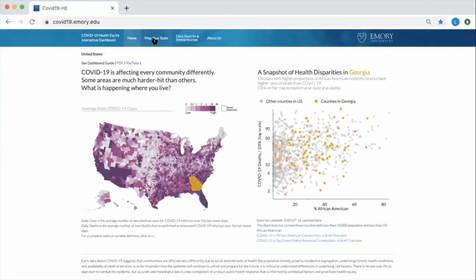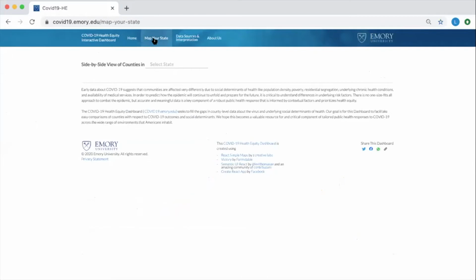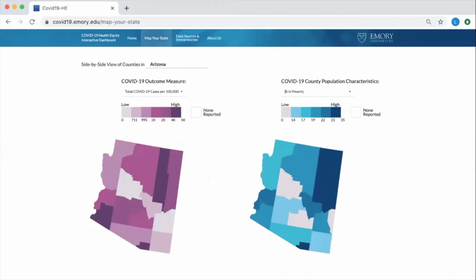To start visualizing some of this data, click on the tab Map Your State. By selecting a state and next selecting deaths or cases under COVID outcomes, and finally selecting percent poverty or another measure in county population characteristics, you can map these relationships side by side in a state of your choosing. As we see here, cases per 100,000 in Arizona track with poverty.